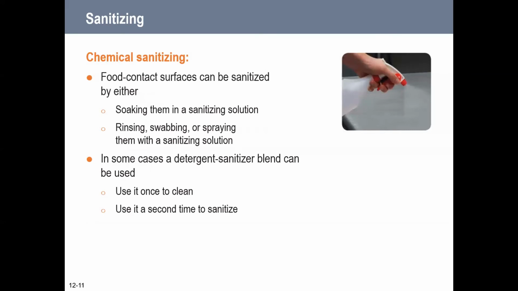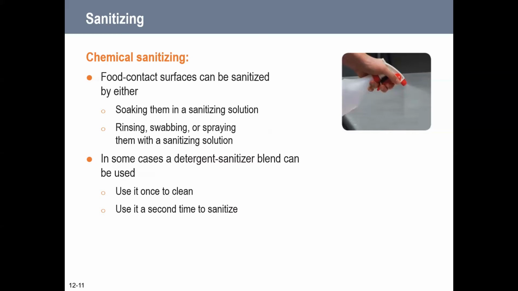So when we use chemical sanitizers, we can take care of sanitizing food contact surfaces by either soaking them in a solution, or rinsing, swabbing, or spraying them with a solution. All right. And in some cases, you'll see a detergent sanitizer blend, where you use it once to clean, second time to sanitize. It's not as prevalent in commercial kitchens. You usually see those in your home kitchens, like the tubs of Clorox wipes, those type of things that you're usually cleaning and sanitizing with.